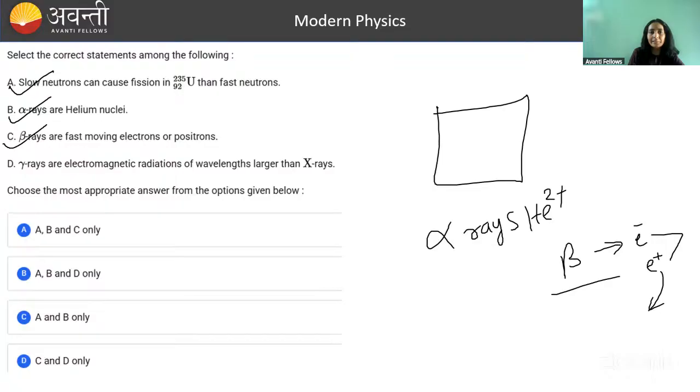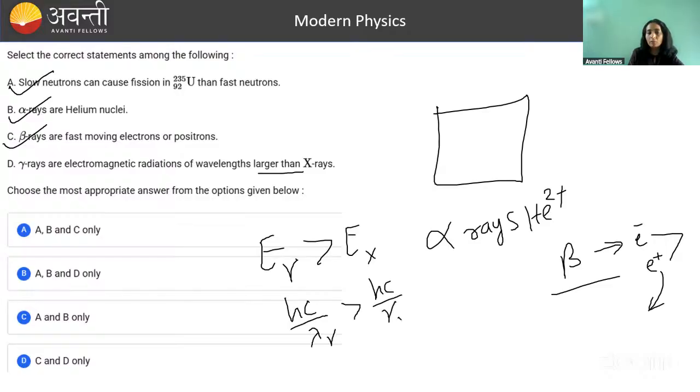Yes. Gamma rays are electromagnetic radiation of wavelength larger than X-rays. The energy of gamma rays is greater than the energy of X-rays. We already know this. Gamma ray is highly energetic radiation. And what is the formula for energy? hc by lambda of gamma is greater than hc by lambda of X-ray. So definitely, energy and wavelength are inversely proportional. So the wavelength of gamma radiation will be less than the wavelength of X radiation. So D is incorrect. The correct option will be A.